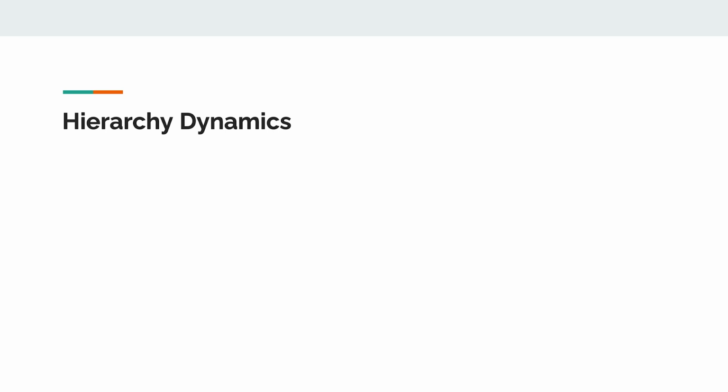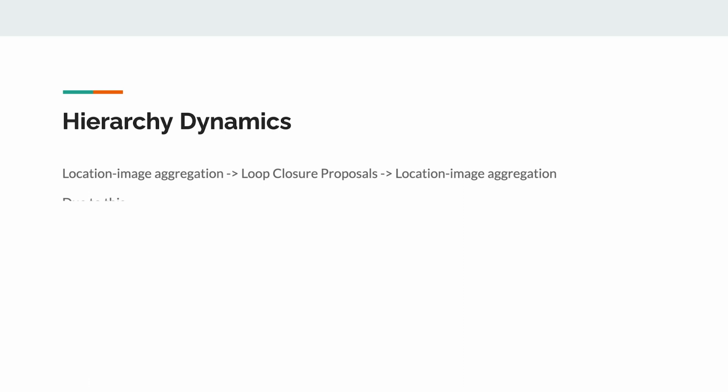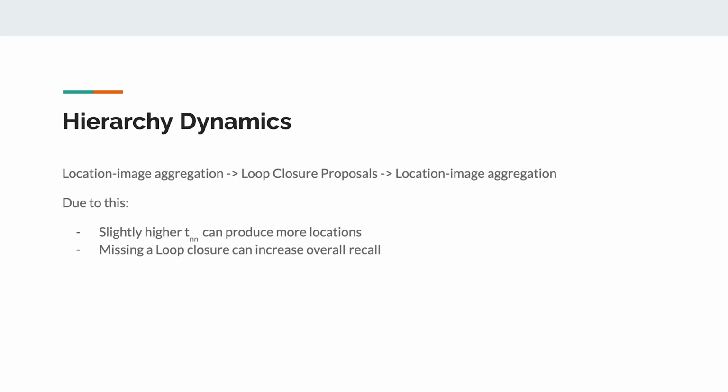The location image aggregation affects the loop closure proposals, and the loop closures affect the image aggregation dynamics for subsequent images, which in turn affect further loop closures. Consequently, it is possible that a slightly higher value of the threshold yields more locations instead of fewer. Further, paradoxically, the generation of certain novel locations and subsequent loop closure misses can lead to an increase in the overall recall in certain instances, which can be attributed to the dynamic hierarchical structure.